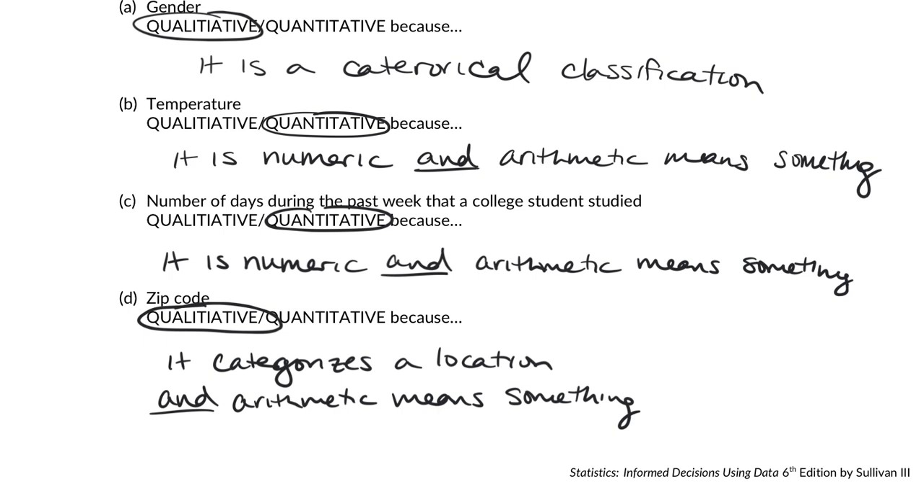So it categorizes a location instead of being some numerical measure. And if we tried to add them together, it would mean nothing with zip codes.